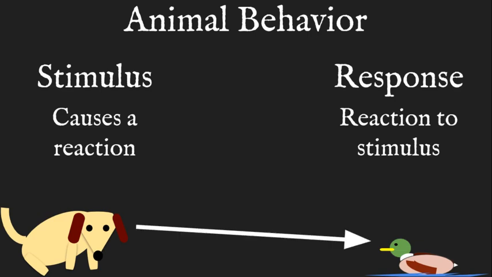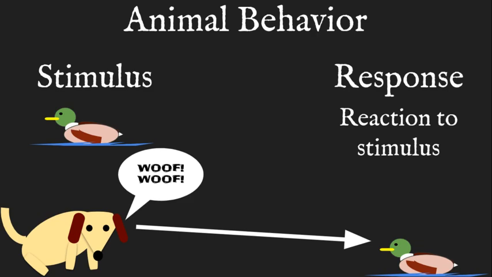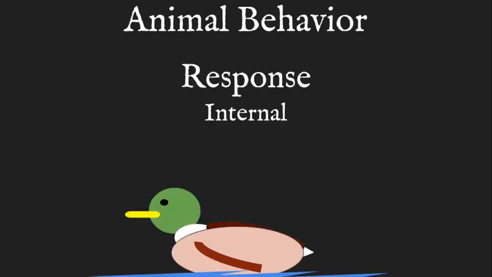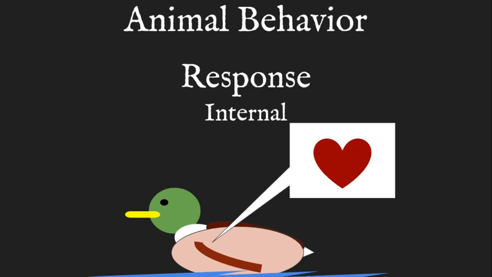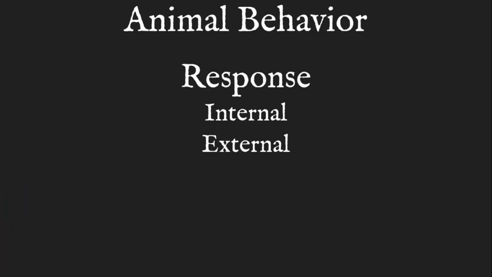So in our example, we're going to talk about a dog seeing a duck. In this case, the dog seeing the duck is the stimulus, and the response is the dog barking at the duck. Now, responses can be internal, such as the duck's heart racing because the dog is barking at it, or they may be external, where the duck runs away.